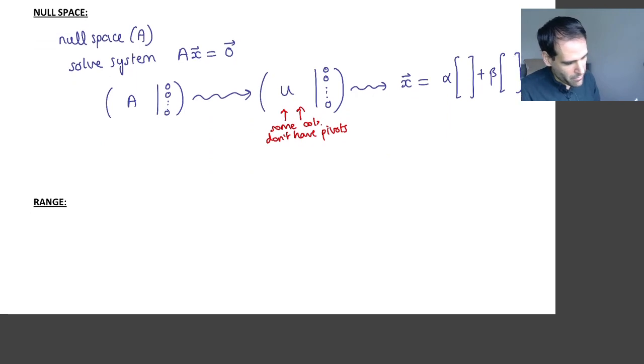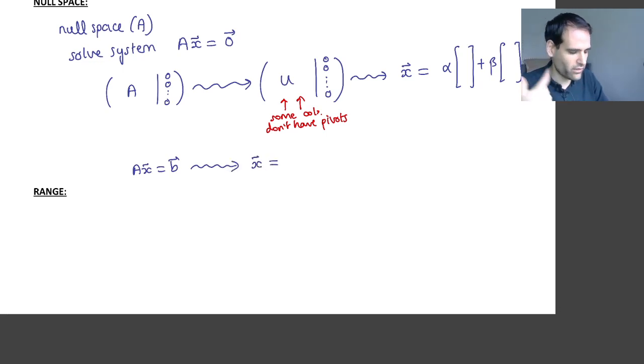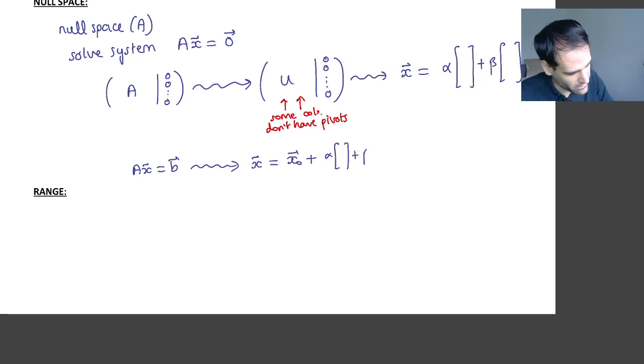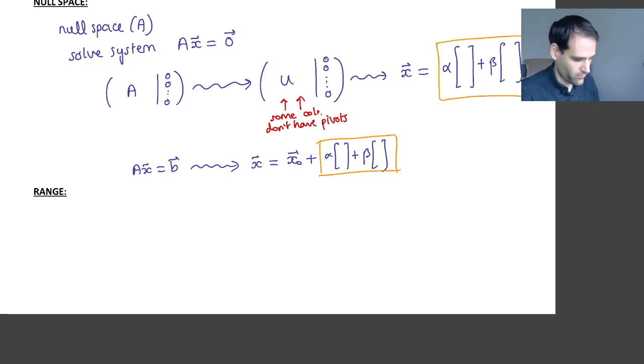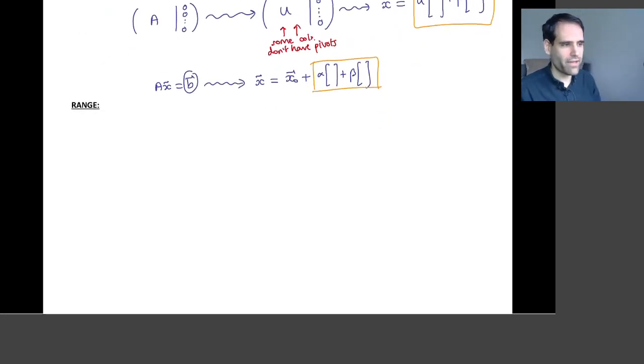As a note, remember that when you solved AX equals B using Gaussian elimination, your final solution was X0 plus alpha times a vector plus beta times a vector, and this is the same null space as above. So once you have solved a system, even if B is not 0, you can still get the null space from it. Now, how to calculate the range of a matrix A?